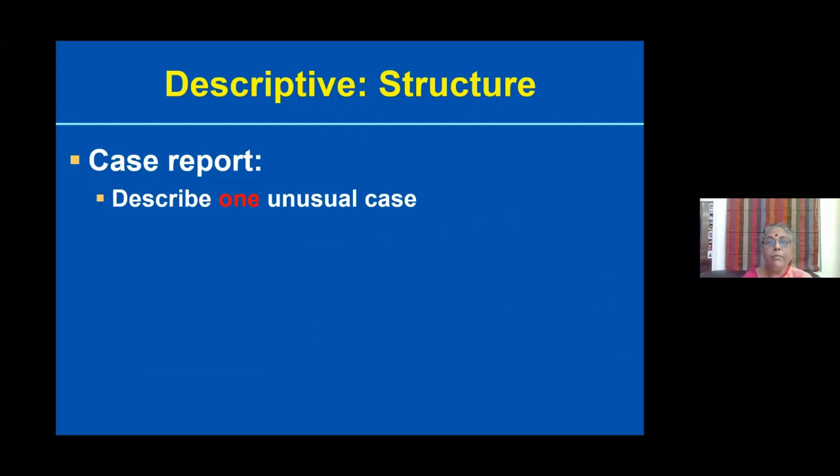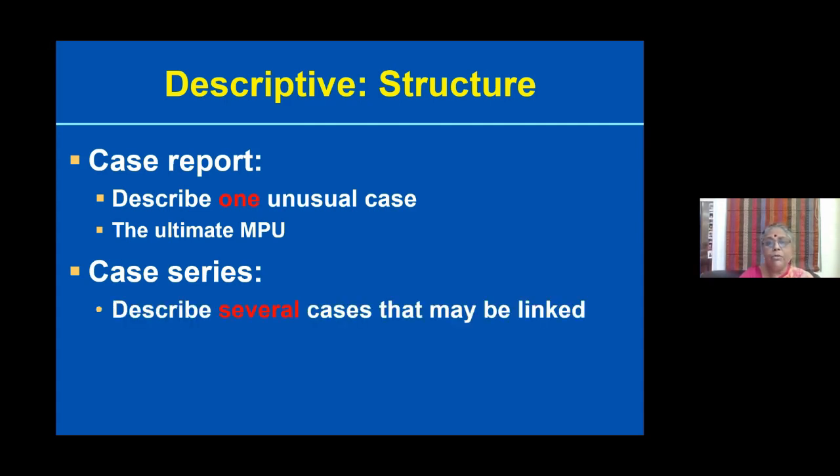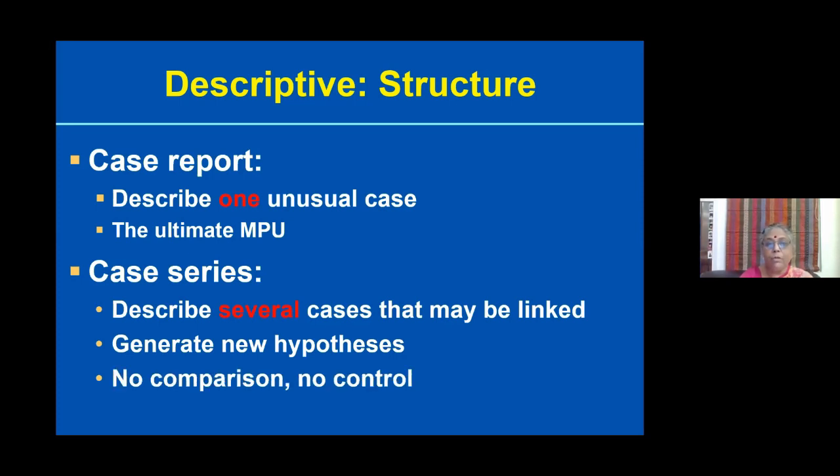In your clinic or practice, you see an unusual case and you feel that you have never seen such a case before. So this one new case also can be published and reported, and this becomes a case report. Next is case series. So several such new cases you are seeing in your practice, in your clinics, and they could be linked to each other. Now, reporting a case series helps us to generate a new hypothesis. But the disadvantage is that there is no comparison or control group in this.